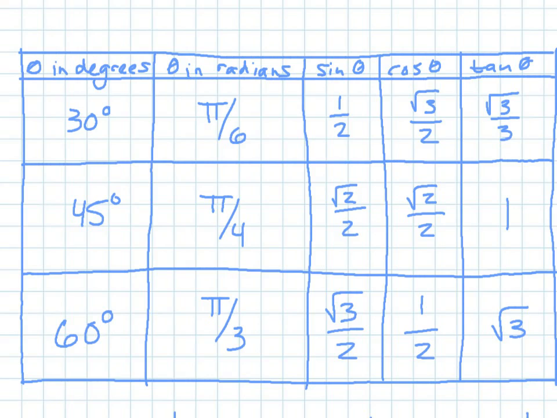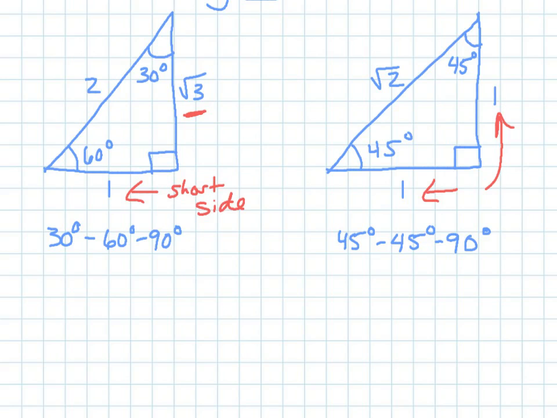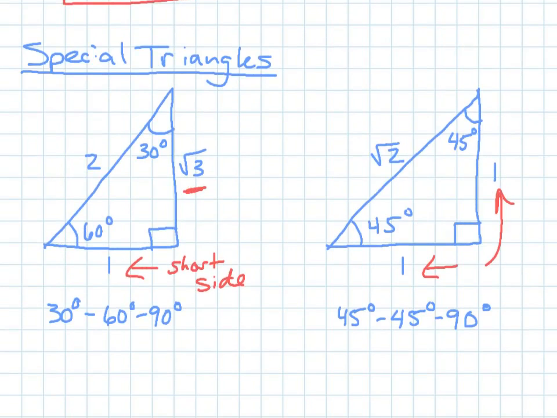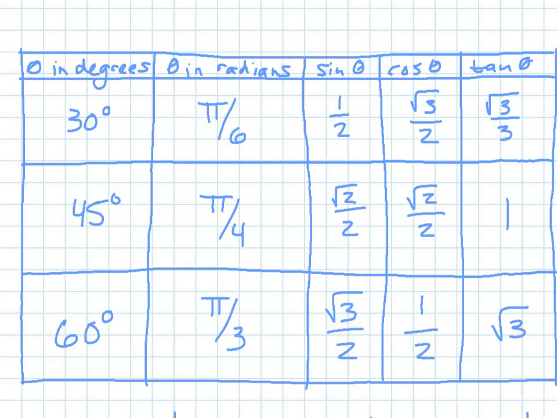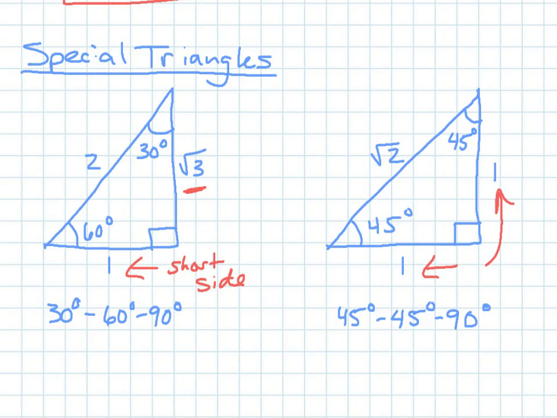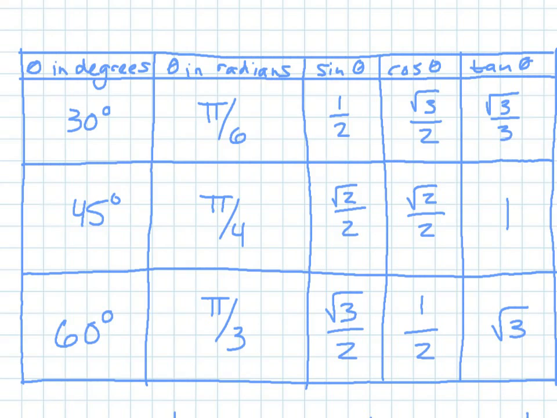Now, because of those special triangles, you're always going to have certain ratios with your sine, cosine, and tangent. So if you look back at our 30-degree triangle, look at the 30 angle. If you think about sine, opposite over hypotenuse, you get 1 over 2, which is what we have right here for sine of 30 degrees. Same thing with cosine. Cosine is adjacent over hypotenuse, so square root of 3 over 2. And that's what I have.